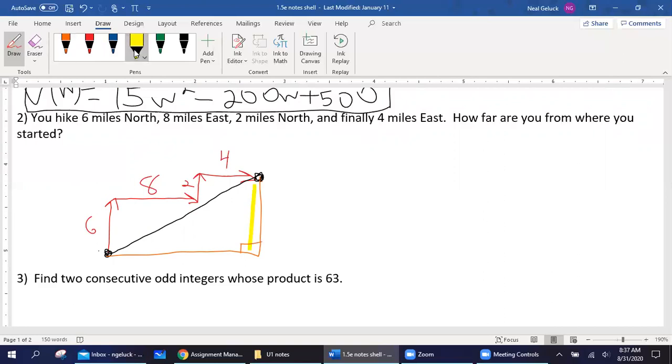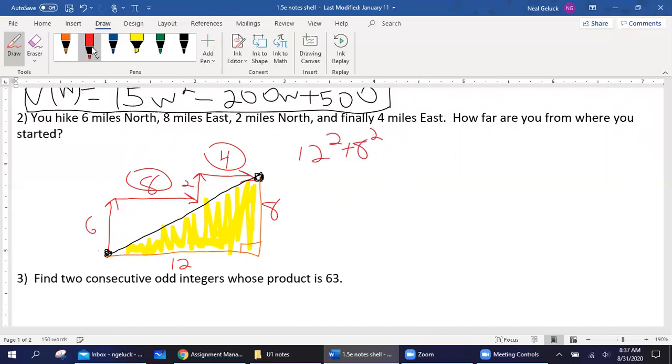So focusing just on the triangle down here. The base of that triangle is going to be 8 plus 4, so 12. The height of that triangle is going to be 6 plus 2, or 8. And now I can just apply Pythagorean theorem. 12 squared plus 8 squared equals c squared, which is the black line that I'm trying to figure out. So this would be 144 plus 64, which is 208.